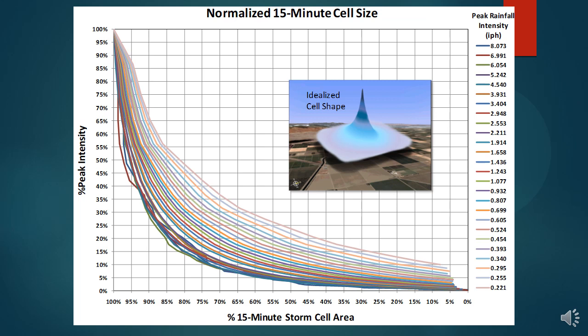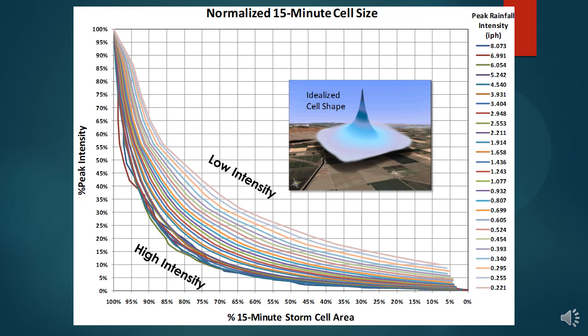Now, with hundreds of thousands of cells to look at, we can actually categorize them by the peak intensity. So you can see a full range of intensities on the right-hand side of our chart, all the way from a couple of tenths of an inch per hour all the way up to 8 inches per hour. Each one of those peak intensities is associated with a shape that can be defined by its physical dimensions.